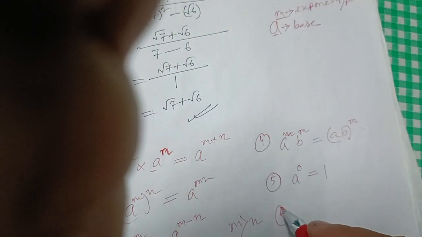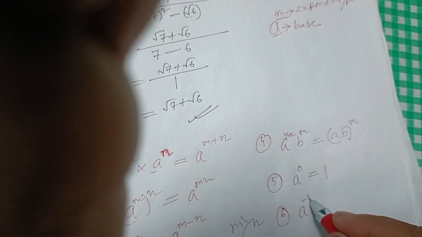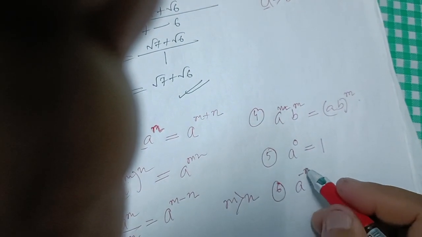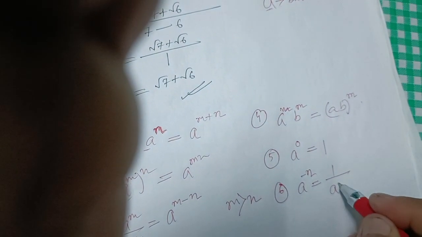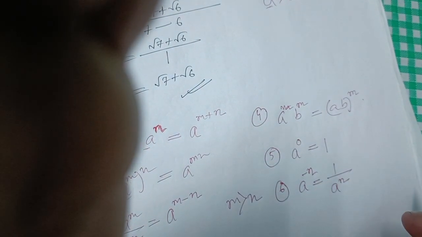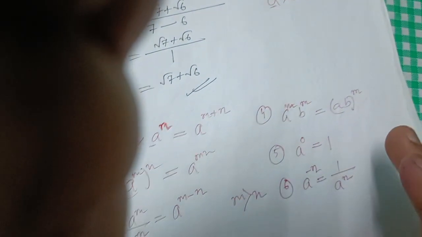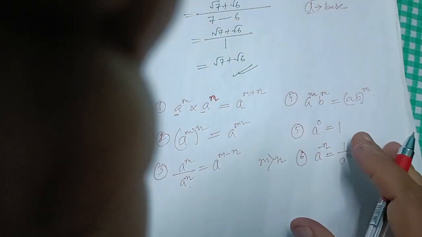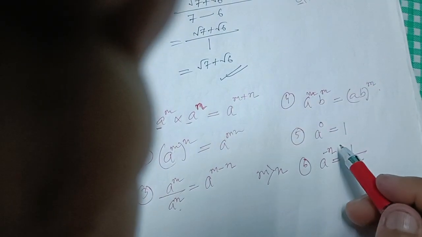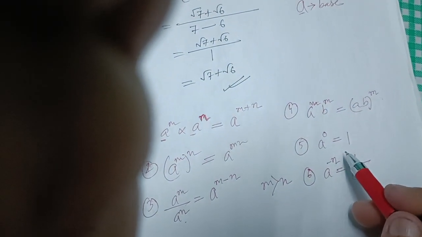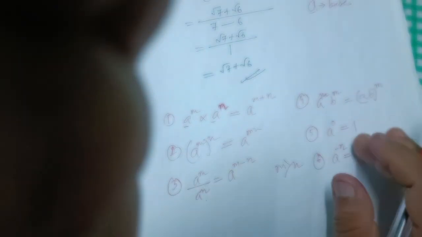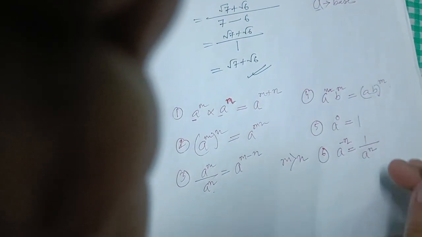Another one: suppose a to the power minus n. To make the power positive, we write 1 by a to the power n. Or in reverse form, 1 by a to the power n is equal to a to the power minus n. These laws I have written here, you remember. And why a to the power 0 is equal to 1, I have shown in the class already. You know how we got this one. So you just have to remember these laws, and using them we'll do the exercise problems.